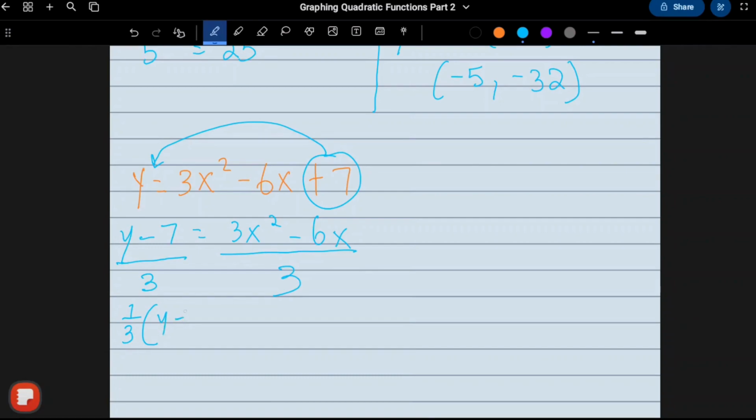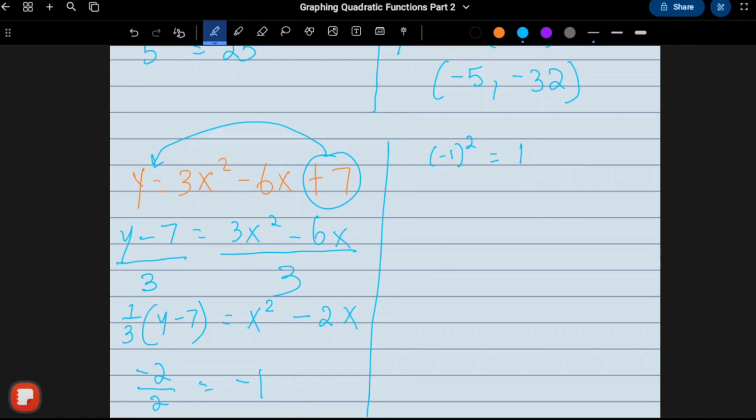1/3 y minus 7. And then the 3's will cancel, so I'm left with x squared, and 6 divided by 3, that's -2x. So now my coefficient is 1. So I'm going to take my b value, which is -2, and divide by 2. That gives me -1. All right, the next step is for me to square that -1. So that gives me +1.